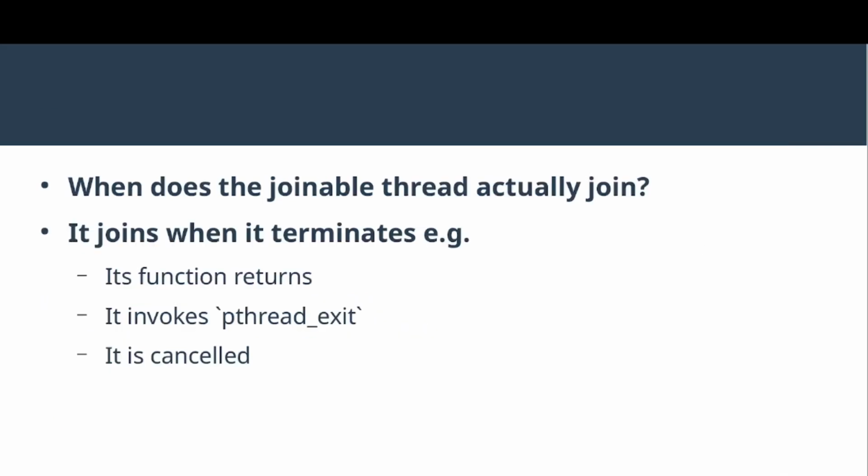So when does a joinable thread actually join? It joins when it terminates. And as we learned in the previous video, there are three ways to terminate a thread. Either its function handler returns, or the thread invokes pthread_exit and explicitly returns, or third, that thread could be canceled. At any of these points, the thread is terminated and pthread_join is invoked.